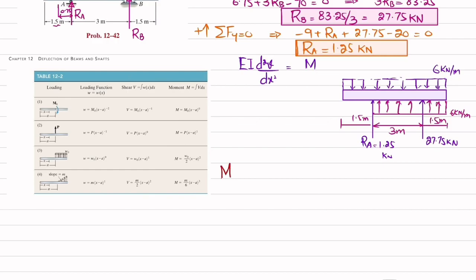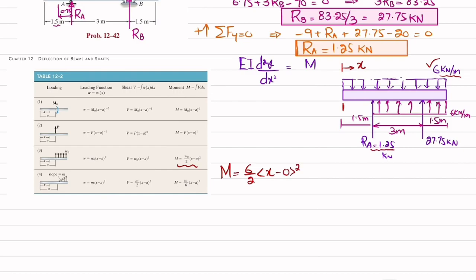So I will write the moment equation. For first, this uniformly distributed load of 6 kilonewton, you can see x starts from here. In this case, for this load of 6 kilonewton, A is equal to 0. So the moment equation is this one, which is W naught by 2, and W naught is 6. So 6 divided by 2 into x minus A. A is equal to 0 because this load starts from this end. So x minus 0 power 2.